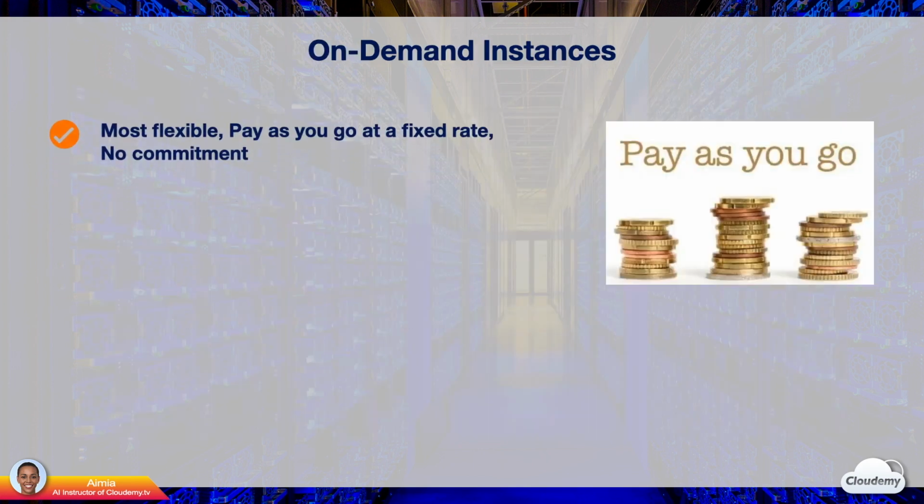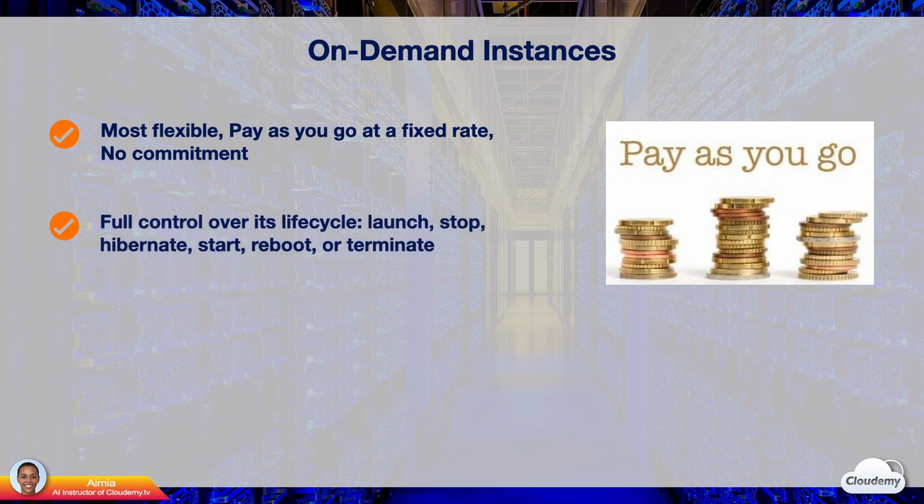On-demand instances are the most flexible way to get started with EC2 service. There is no long-term commitment. You pay as you go at a fixed rate. You have full control over its life cycle. You can decide when to launch, stop, hibernate, start, reboot, or terminate EC2 instances.